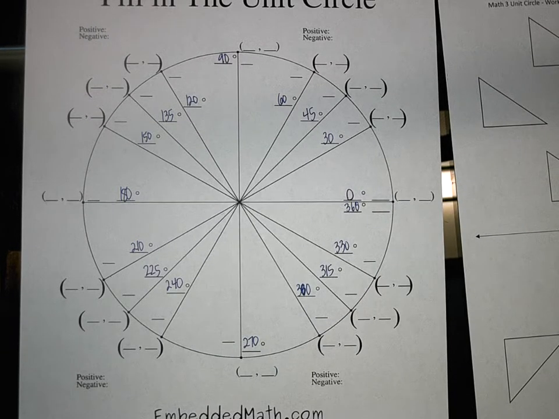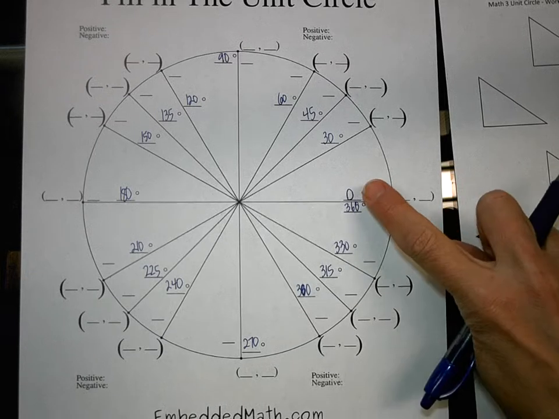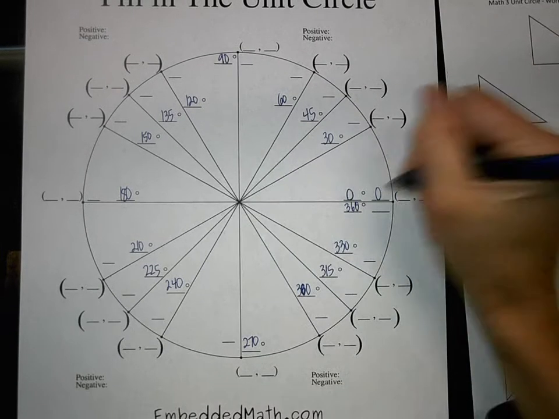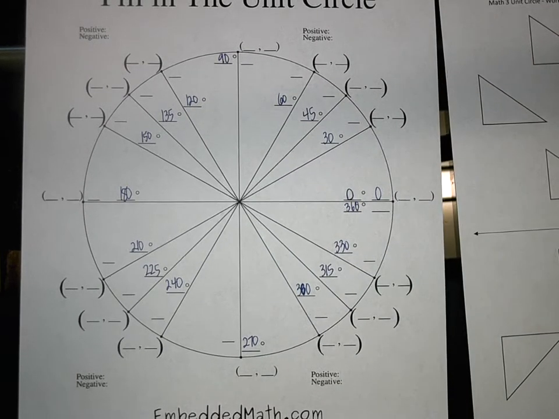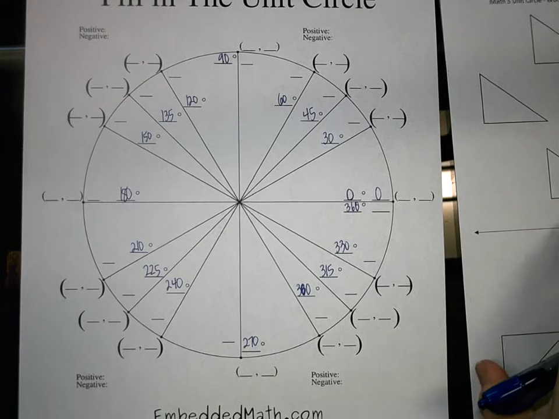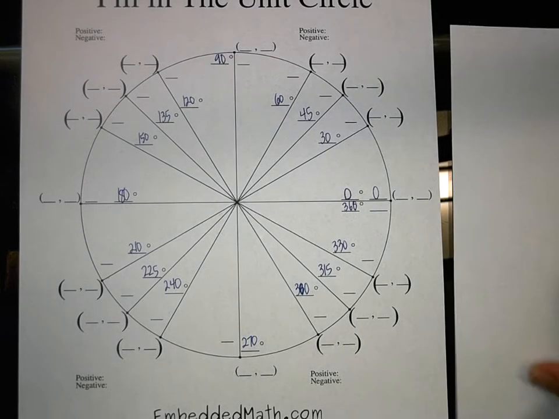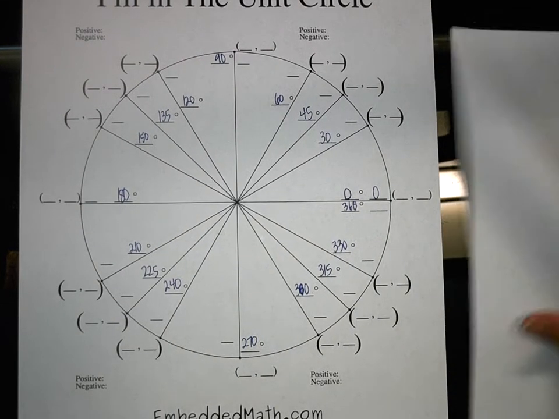Okay, next we're going to do the radians. At 0, it is 0 radians. Most difficult one right there. Okay, just kidding. All right, next we're going to do the 45s just like we did before.